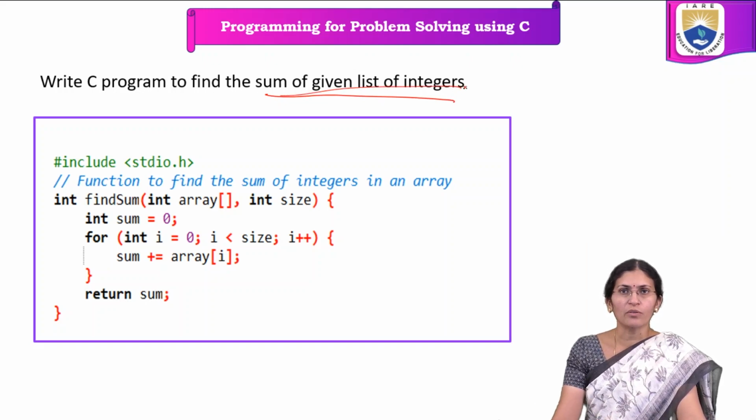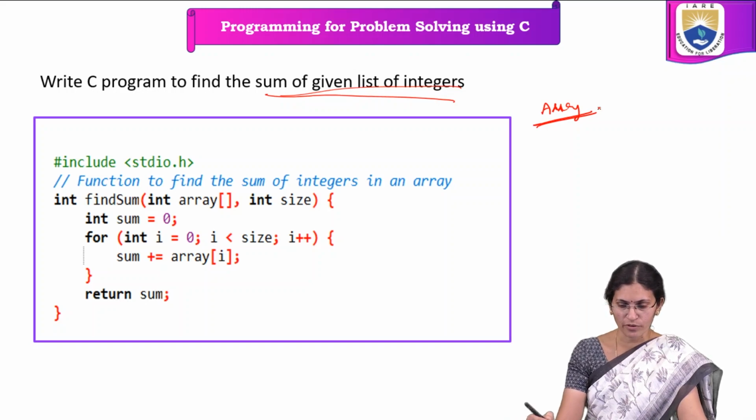In order to find out the sum of a given list of integers, we are using the concept of arrays here. In a list of integers, we have a number of elements. We are going to store them in the form of an array. So what is an array first? Let us see the definition of the array, and then we'll write the program for this one.